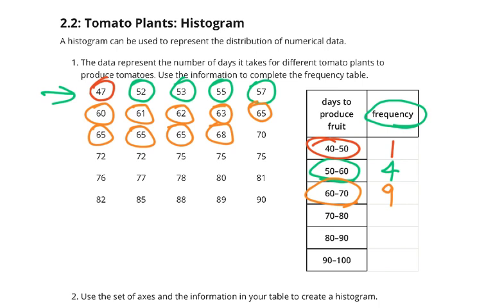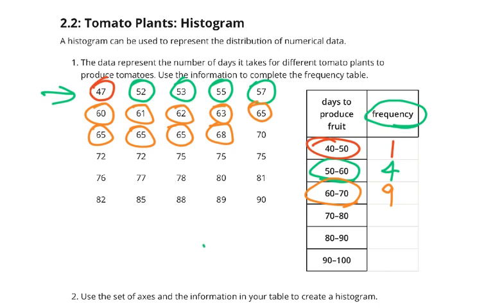Notice where I put 60. I put 60 in the orange. So I counted up between 60 and 70. I got 9. Notice 70 should go on the next one. So you're going to go ahead and complete this table.